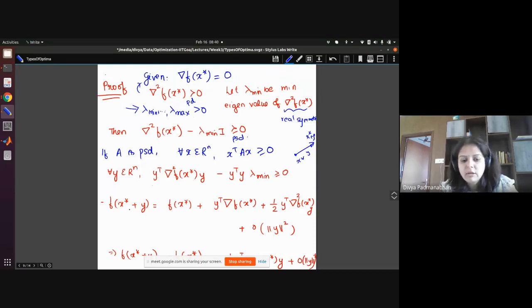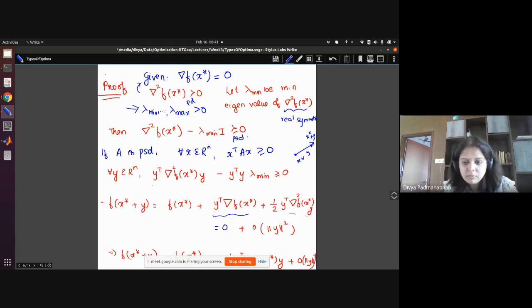So f of x star plus y, by making use of the Taylor series expansion around x star, you have this representation, and you have the small o term. The intuitive idea is that this term is very small. This term goes to zero because the gradient is zero, that's given to you. And this term is going to be greater than zero. So in short, this difference, f of x star plus y minus f of x star, is going to be dominated by this term, and that is going to be greater than zero always because the Hessian is positive definite.